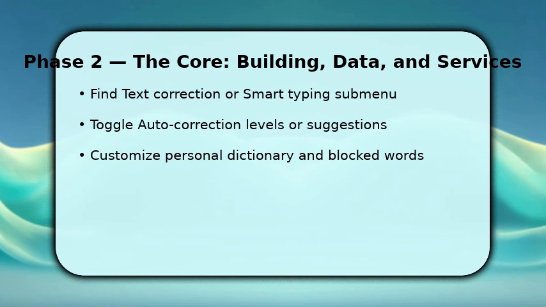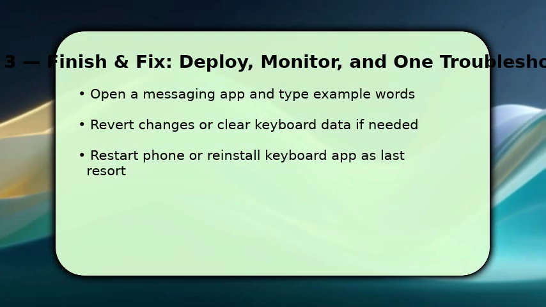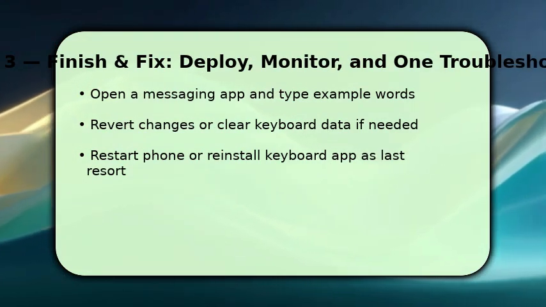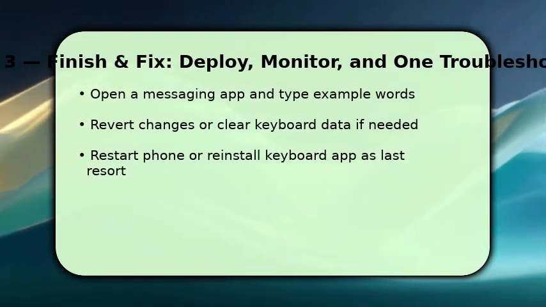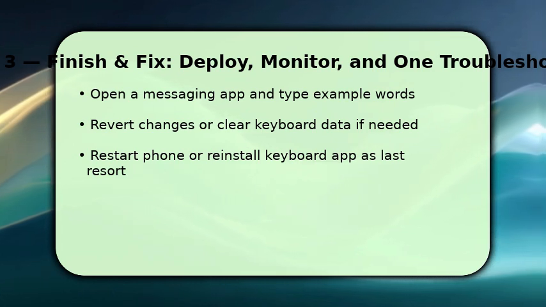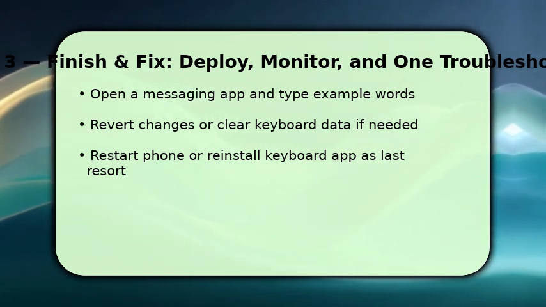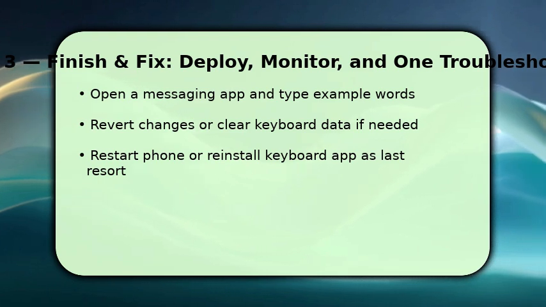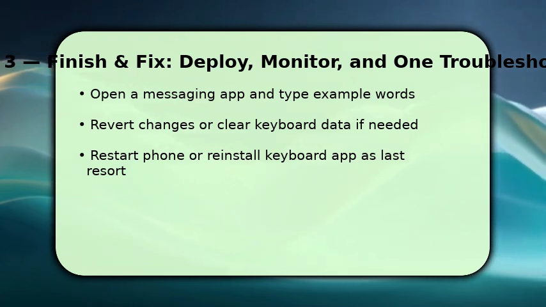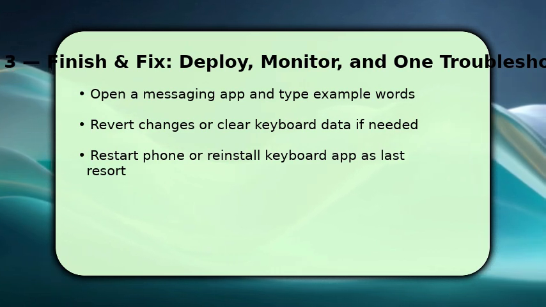You finish by testing in a messaging app. Type sample words and sentences to confirm the new behavior. If autocorrect still misfires, make sure you save settings, then try clearing the keyboard app cache or data. This resets learned suggestions. Once done, restart your phone to finalize changes.